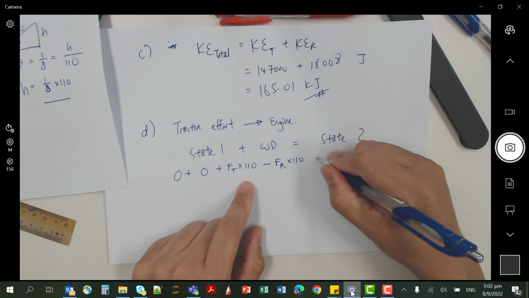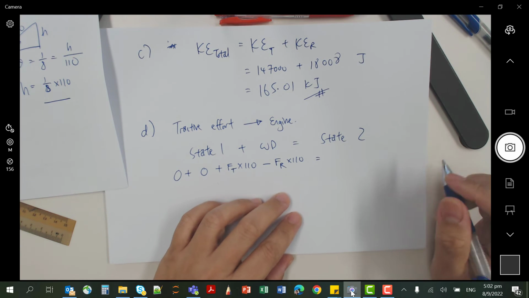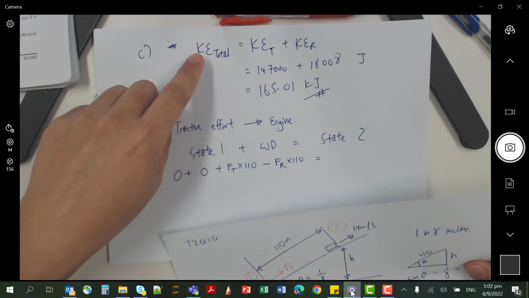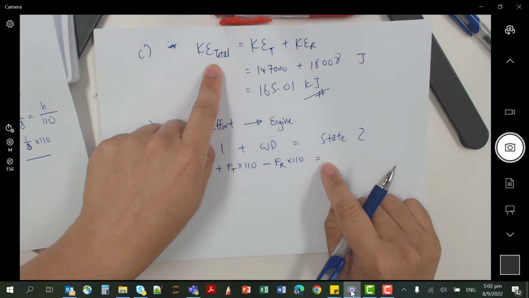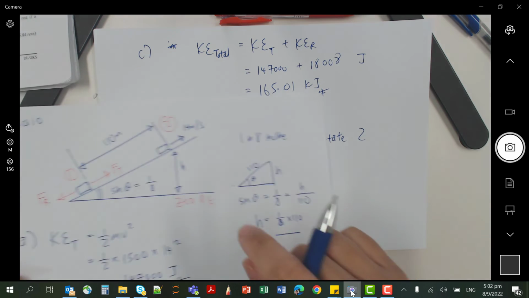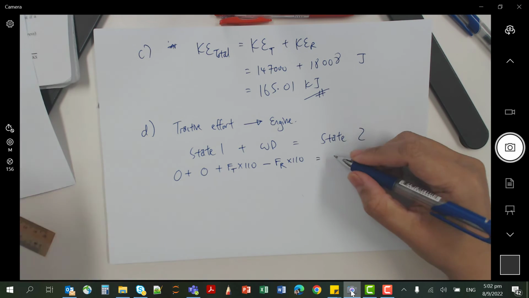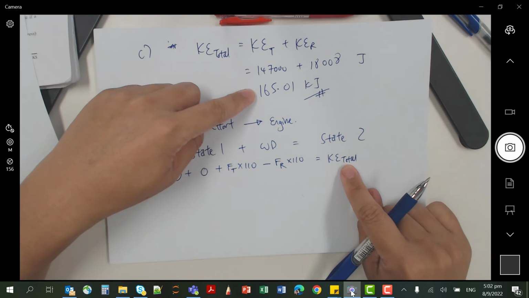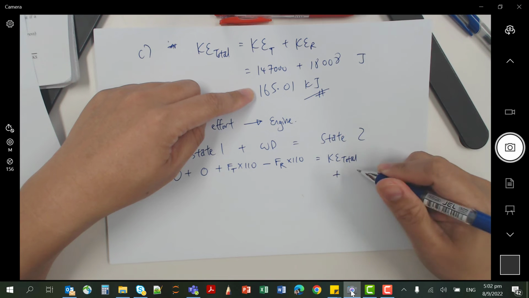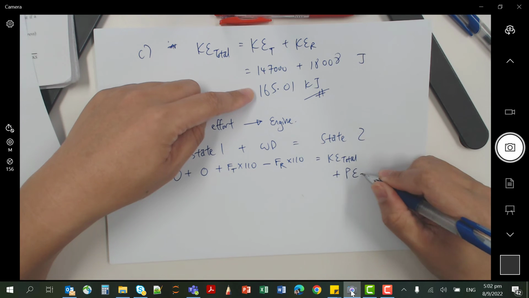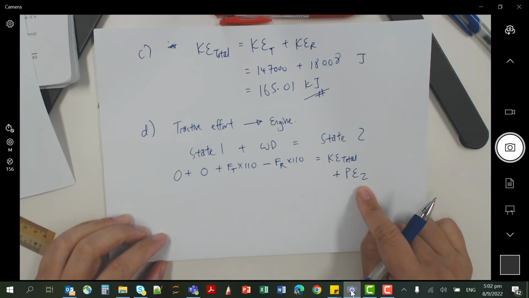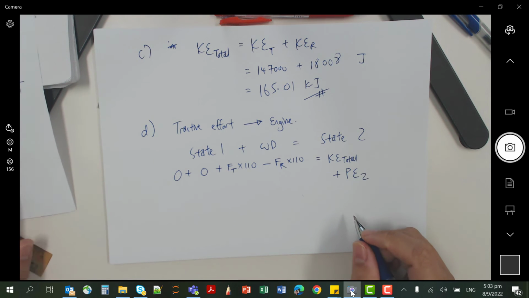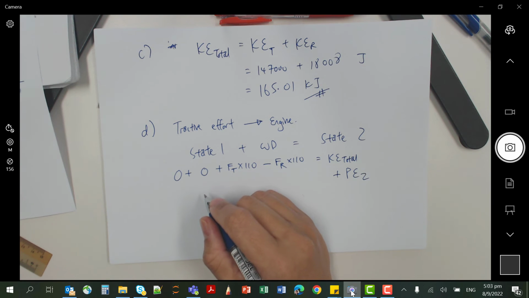What does state 2 have? State 2 is where your parts A, B and C will come in. This is the total KE at state 2, so we have KE total over here, this value. And we also must not forget about potential energy at state 2. So we need to add in the relevant numbers.